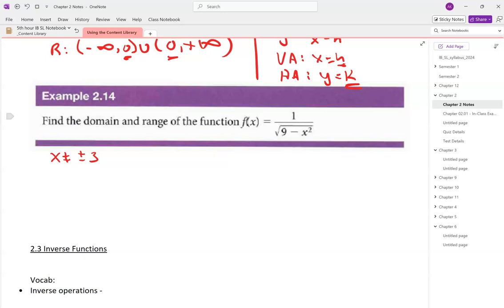Okay? What about the square root? What values of x are going to give me a negative under the square root? Or less than -3, right? Those are my sad numbers. What's left? The stuff in between -3 and +3. That's my domain. Is everybody okay with that? Okay.